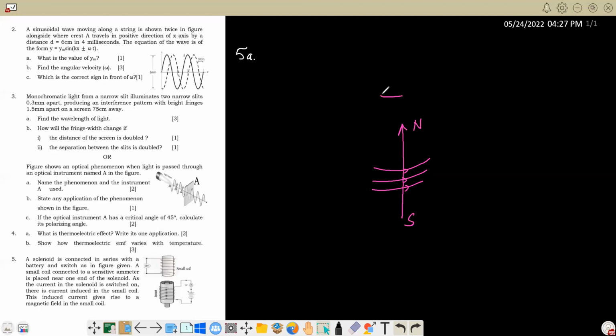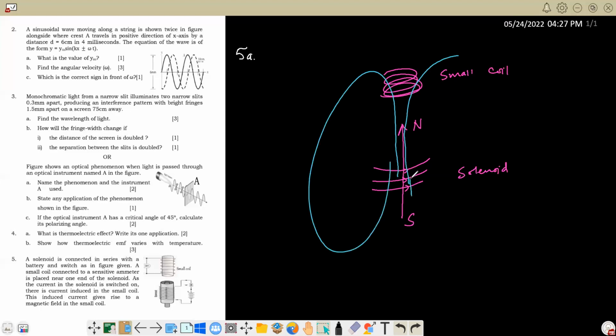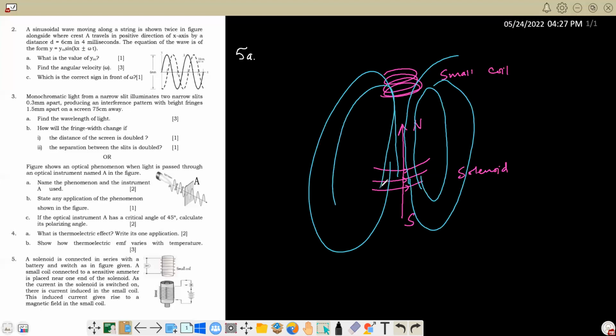Obviously, above this, what is there? There is a small coil. Okay, this is, let's say, the small coil. This is the solenoid and this one is the small coil. Initially, when the switch is off and no current flows here, the flux here was 0. As soon as you turn on the switch, the flux will be generated by this one. So this flux produced crosses through here and goes on. Okay, this is the magnetic flux. This is the magnetic flux that comes out of the solenoid.